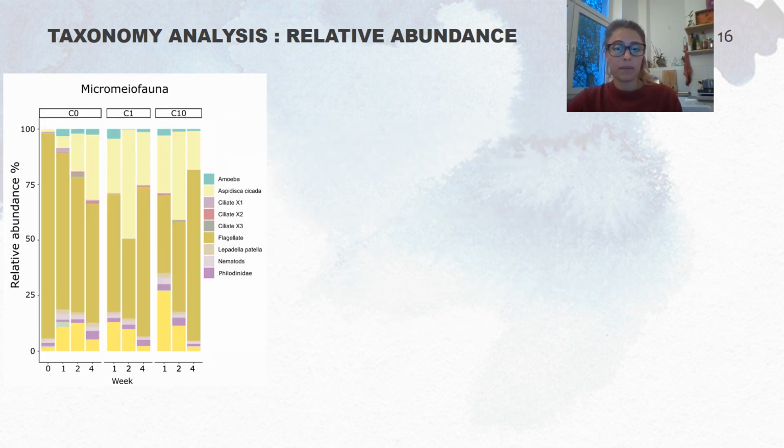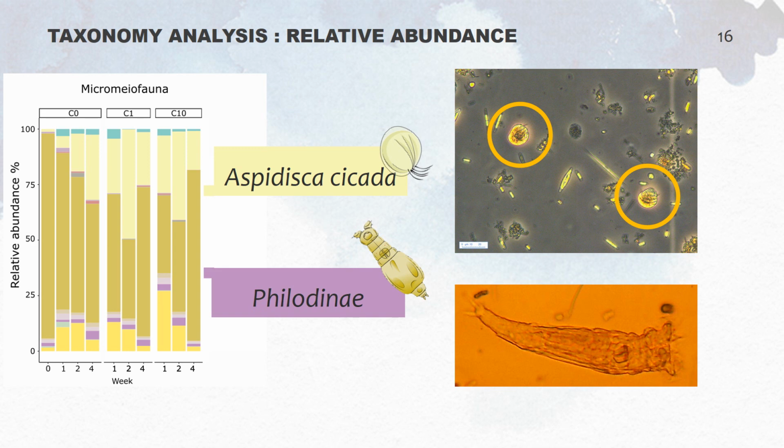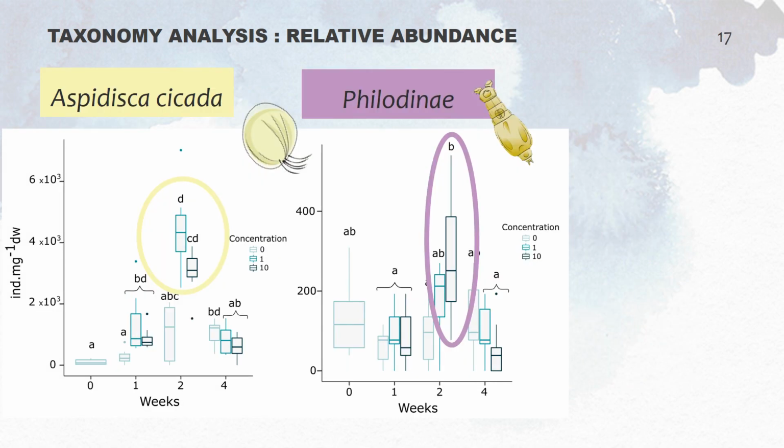Concerning the relative abundance of micromeiofauna taxa, the flagellates were the most abundant taxon, but did not vary significantly to the thorium exposure. Only 2 taxa reacted to this exposure: Aspidisca cicada, which is a ciliate, and a rotifer, member of the Philodinidae family. Here you have Aspidisca cicada and the rotifer individuals number per milligram dry weight of biofilm, and we see that at 2 weeks of exposure, both of them were positively impacted by the thorium exposure.